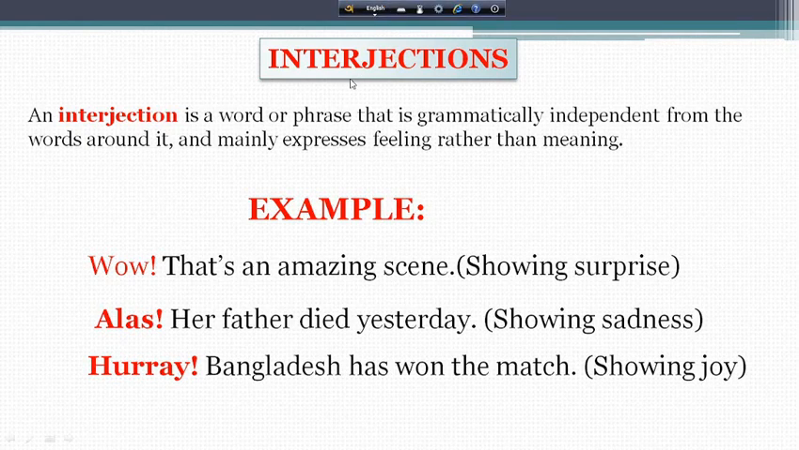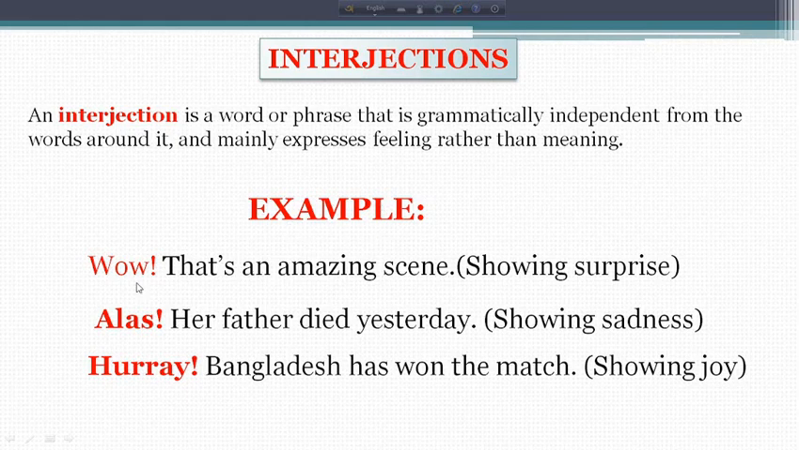Today I would like to discuss all about interjections. Definition of interjection: an interjection is a word or phrase that is grammatically independent from the words around it and mainly expresses feeling rather than meaning.